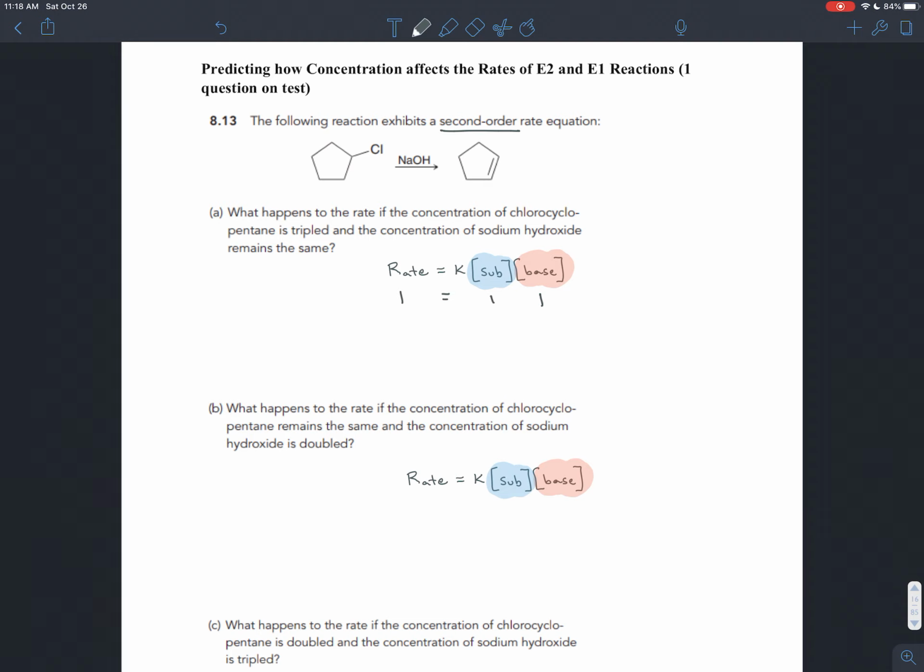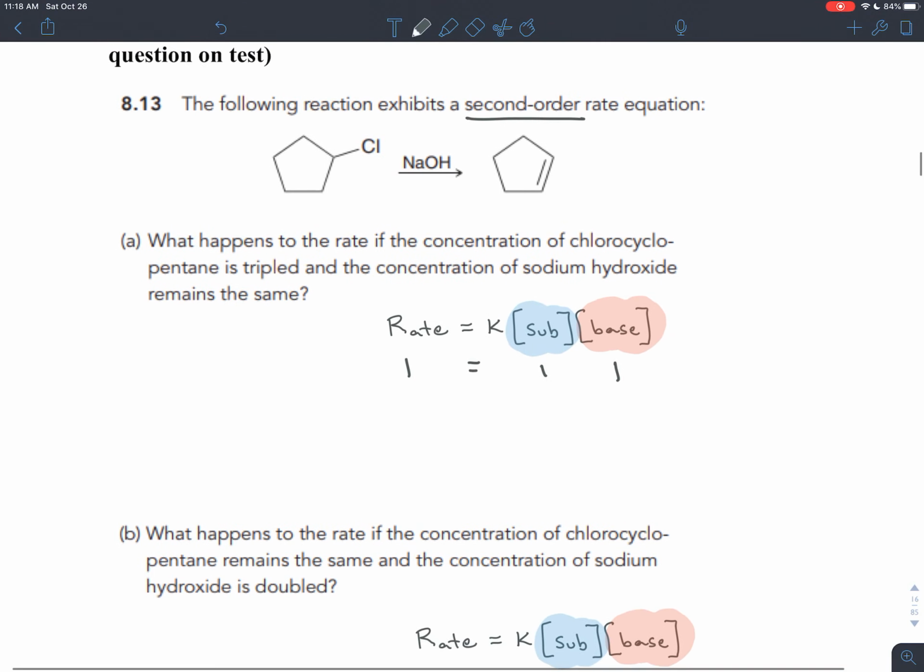Now we can think about what happens if you double or triple the concentration of the substrate or base. What happens to the rate? In this case, it says, what happens to the rate for A? What happens to the rate if the concentration of chlorocyclopentane, now that is our substrate, that has the leaving group on it, is tripled? So we're tripling that.